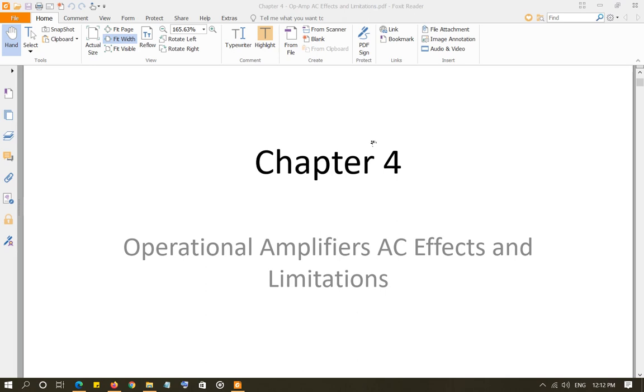Chapter number 4, Operational Amplifiers, AC Effects and Limitations. So in chapter number 3, we discussed how the operational amplifier behaves if we don't assume the ideal conditions, that is, if we don't assume that the open loop gain of the amplifier is infinite, input resistance of the amplifier is infinite, and output resistance is 0.